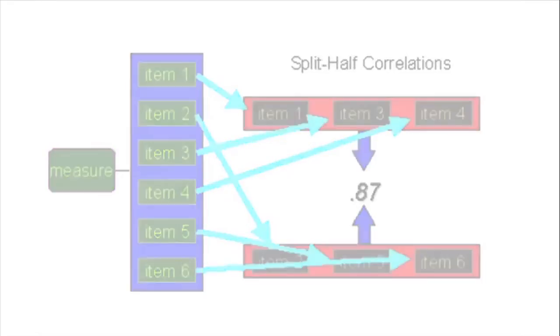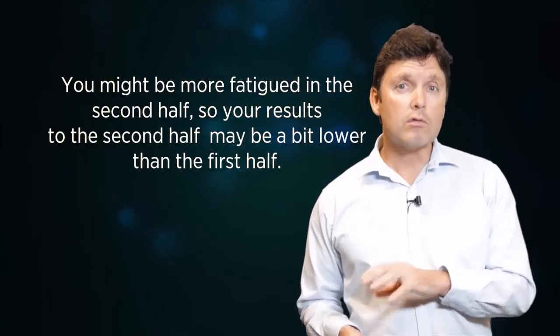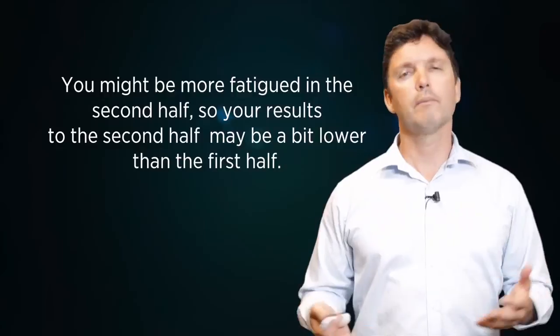Let's say we do this for the end of semester examination. Why wouldn't we just split the first half from the second half? That's a bit of a question for you. Why wouldn't you just take the first half of the exam and split it from the second half? The main reason here is because you might be more fatigued in the second half, so your results to the second half may be a bit lower than the first half. That's typically why we would choose odd items or randomized items and compare the two halves.